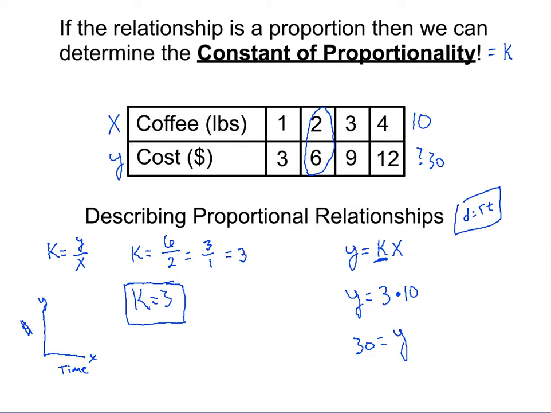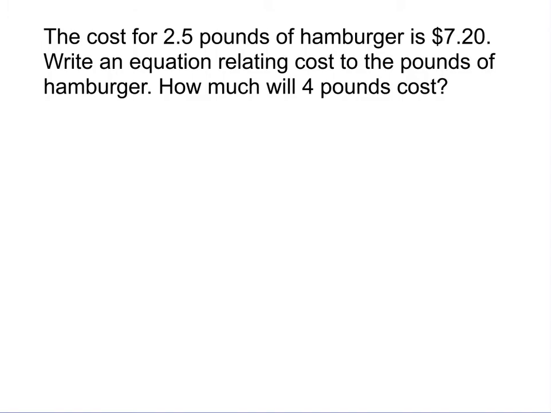All right, let's look at a couple of examples. So remember our 2 rules. Rule number 1, money goes on top. Rule number 2, time goes on bottom. Remember those 2 equations we just did. The equation was K equals Y over X. We're going to use that one first to find our constant of proportionality. And then we'll use the equation Y equals KX to solve for the last part of the problem.